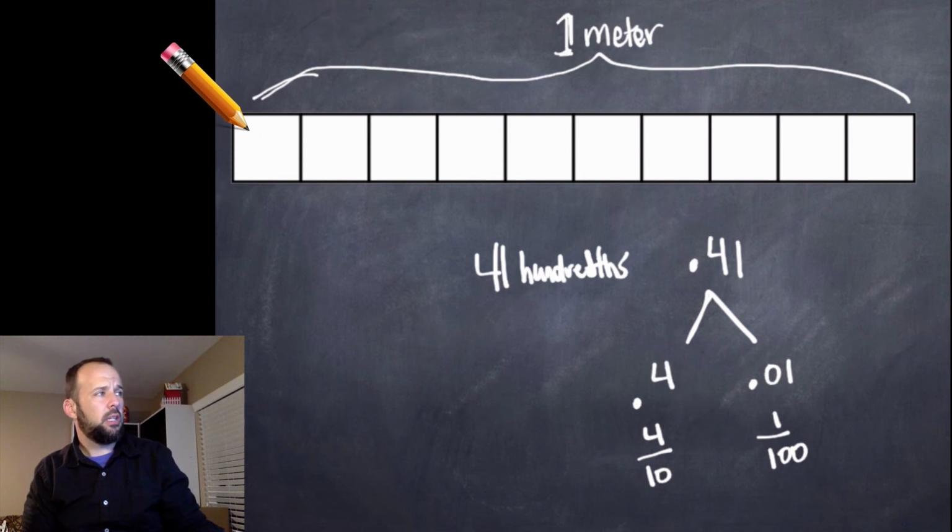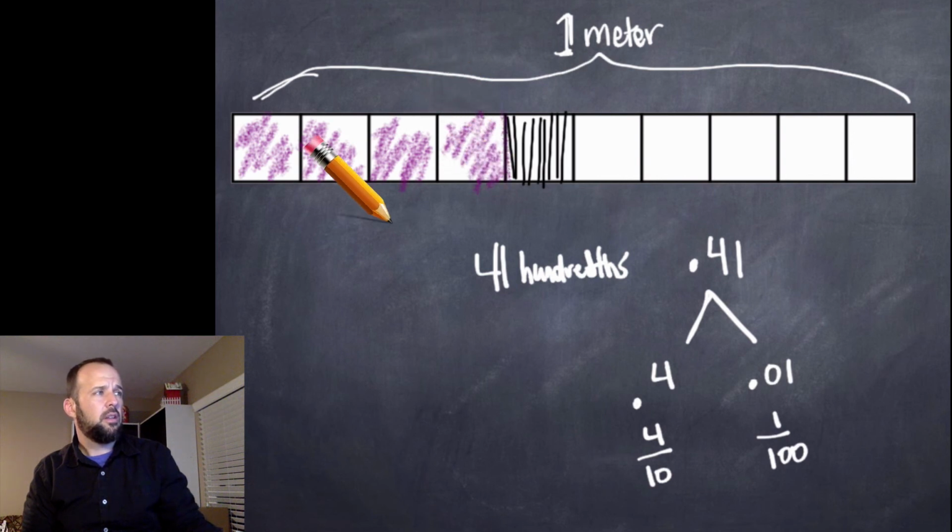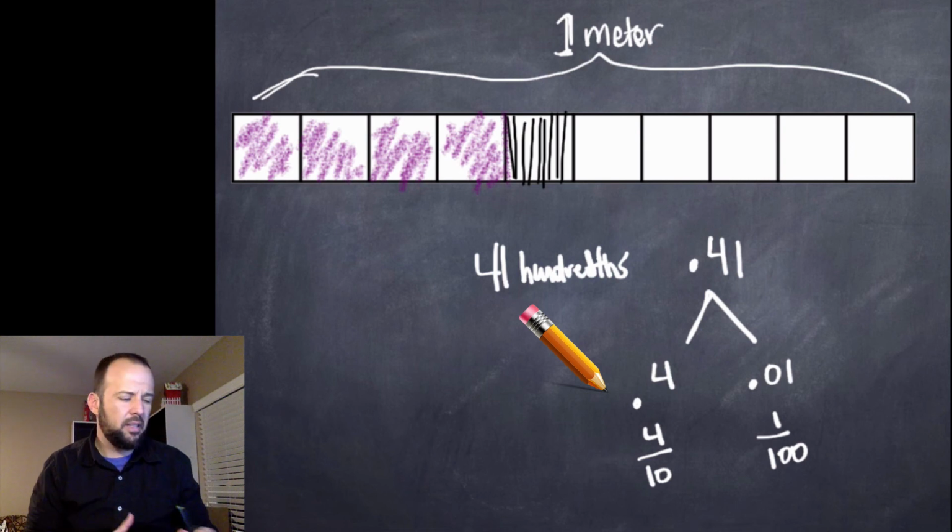Representing it up here visually, it would be 4/10, 1, 2, 3, 4, but I would have to take this 1/10 here and divide it into hundredths, right? And then shade in one of those hundredths to get 41 hundredths, okay? So hopefully this is starting to make sense, starting to come together.